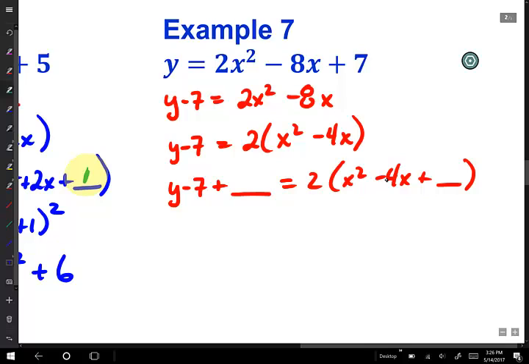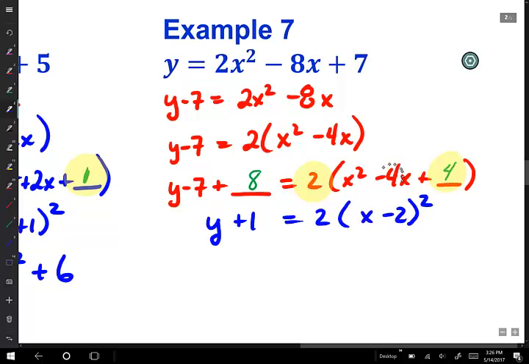Half of 4 is 2. 2 squared is 4, but we're really not adding 4. We're really adding 2 times 4. So we're really going to be adding 8 to both sides. We rewrite the equation. Y plus 1 equals 2 parentheses x minus 2 squared, because it's half of this middle term. We bring the 1 over, x minus 2 squared minus 1.